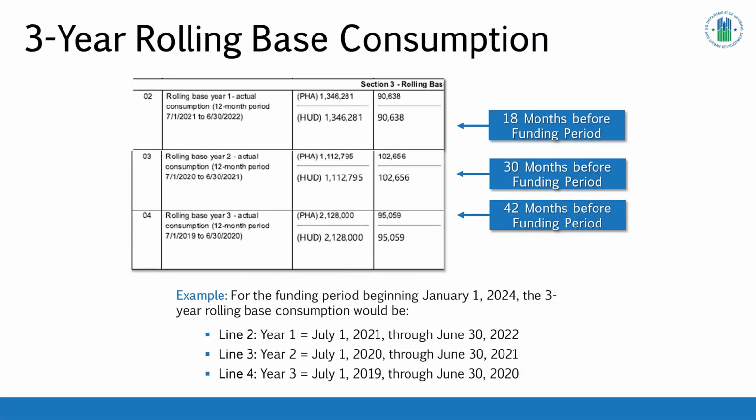Here's what this means. Remember, the reporting period for 2024 is line 1, 7/1/22 to June 30, 2023. We're going to compare that to the average of the prior 3 years rolling base periods. So we have July 21 through June of 2022, July of 20 through June of 21, July 19 through June of 20. And this is a 3-year rolling base. This is what we'll compare the reporting period to.